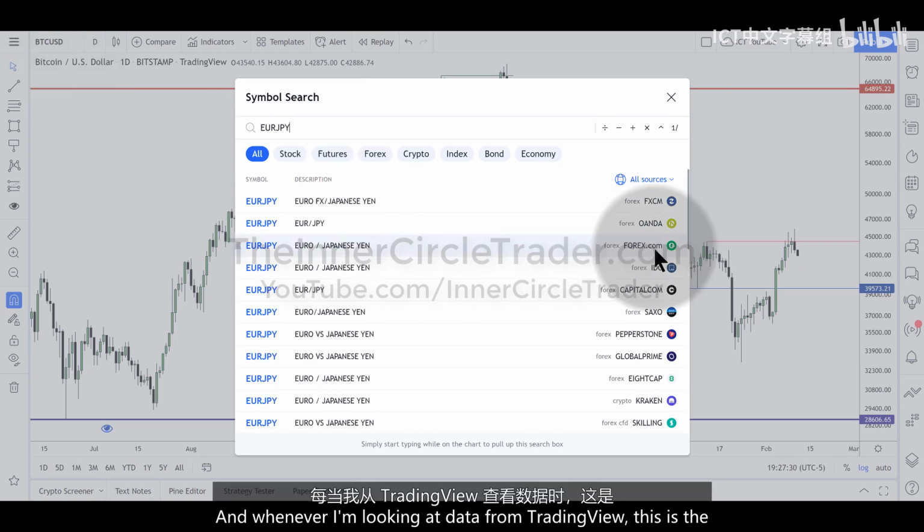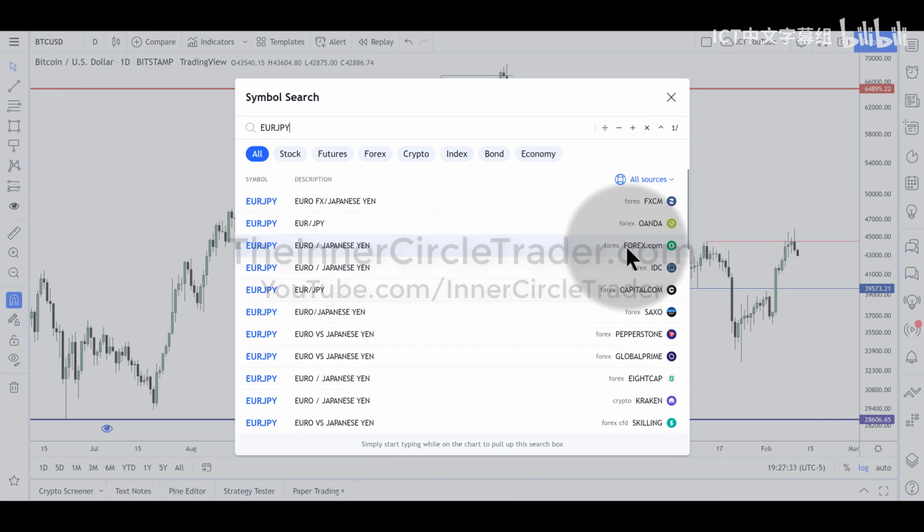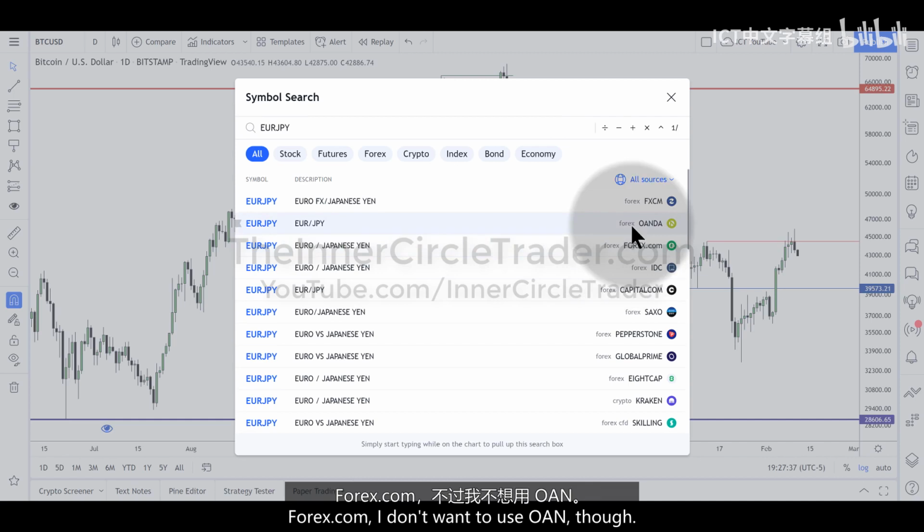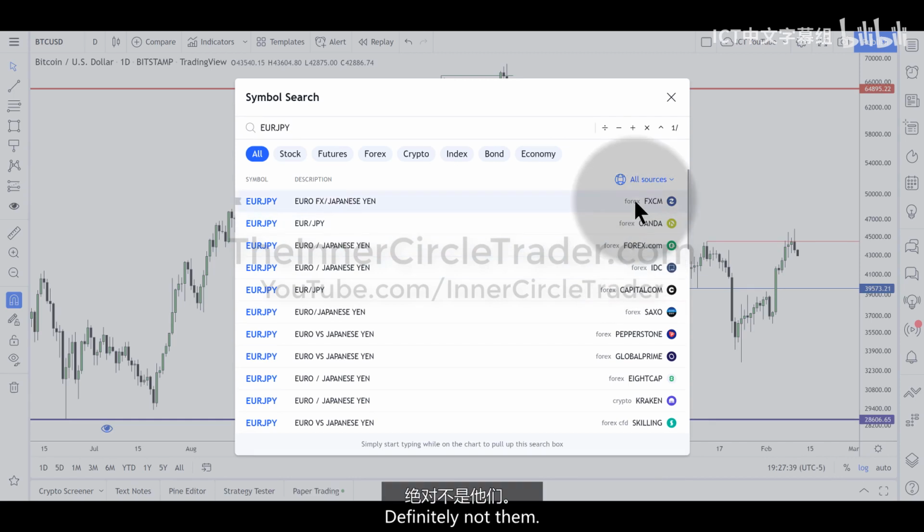Whenever I'm looking at data from TradingView, this is the data feed I use for Forex pairs only, Forex.com. I don't want to use OANDA though. Definitely not them.